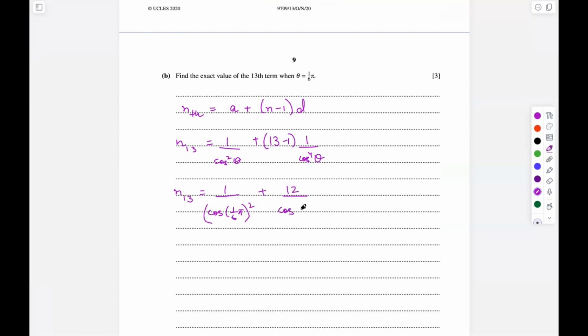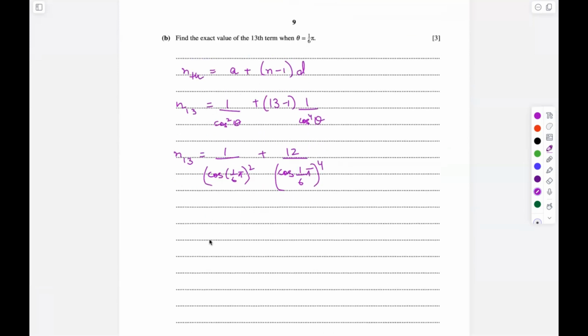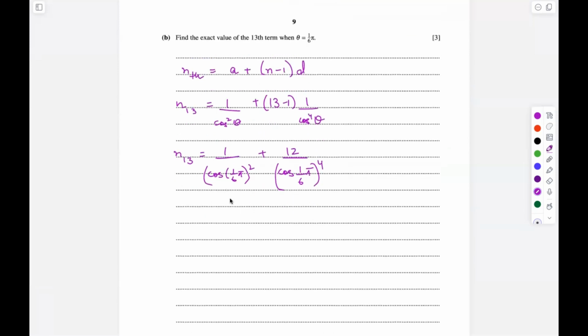So cos to the power 4, where theta is 1 upon 6 pi, will become cos of 1 upon 6 pi to the power 4. Now to simplify this, if we substitute cos of 1 upon 6 pi in the calculator, we'll make sure that the calculator is in radian mode. So cos of 1 upon 6 pi is equal to square root of 3 upon 2. So when we have square root of 3 upon 2 whole squared, as we have over here cos of 1 upon 6 pi whole squared, that will become 3 upon 4. So over here in the denominator, that will be 1 divided by 3 upon 4.